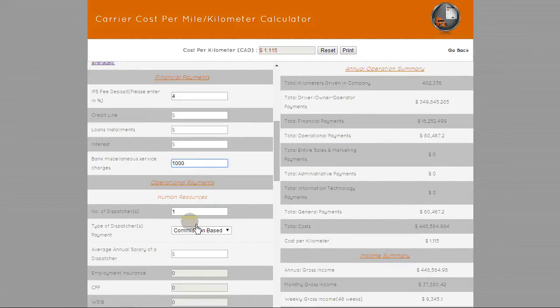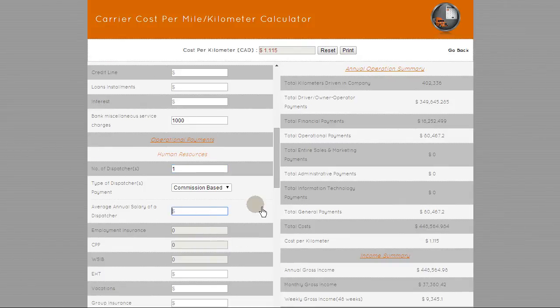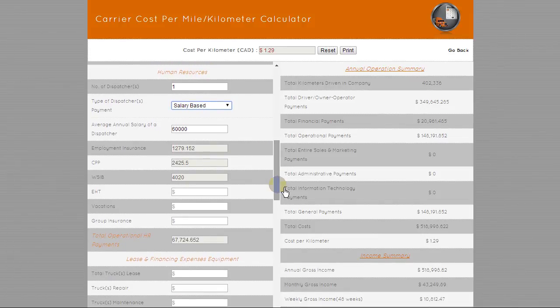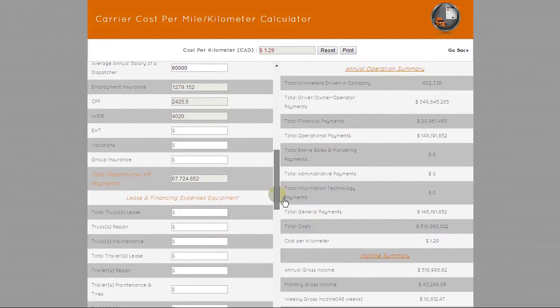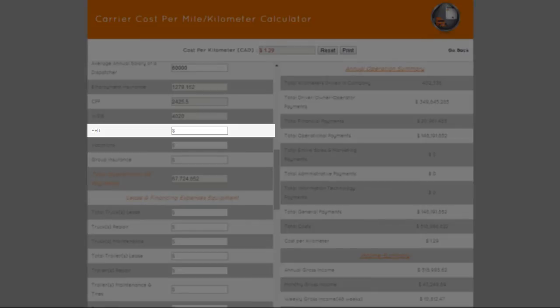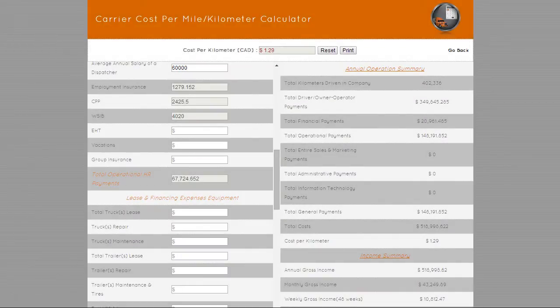Now we'd like you to take into account anything that you have spent in operational payments. Maybe you have hired dispatchers to track the fleet. Enter the number of dispatchers and their average salary. Their related employee costs, such as employment insurance, CPP, WSIB, will be automatically calculated, and you will need to enter any amount of employer health tax you are paying if your dispatcher payroll is over $450,000 per annum.